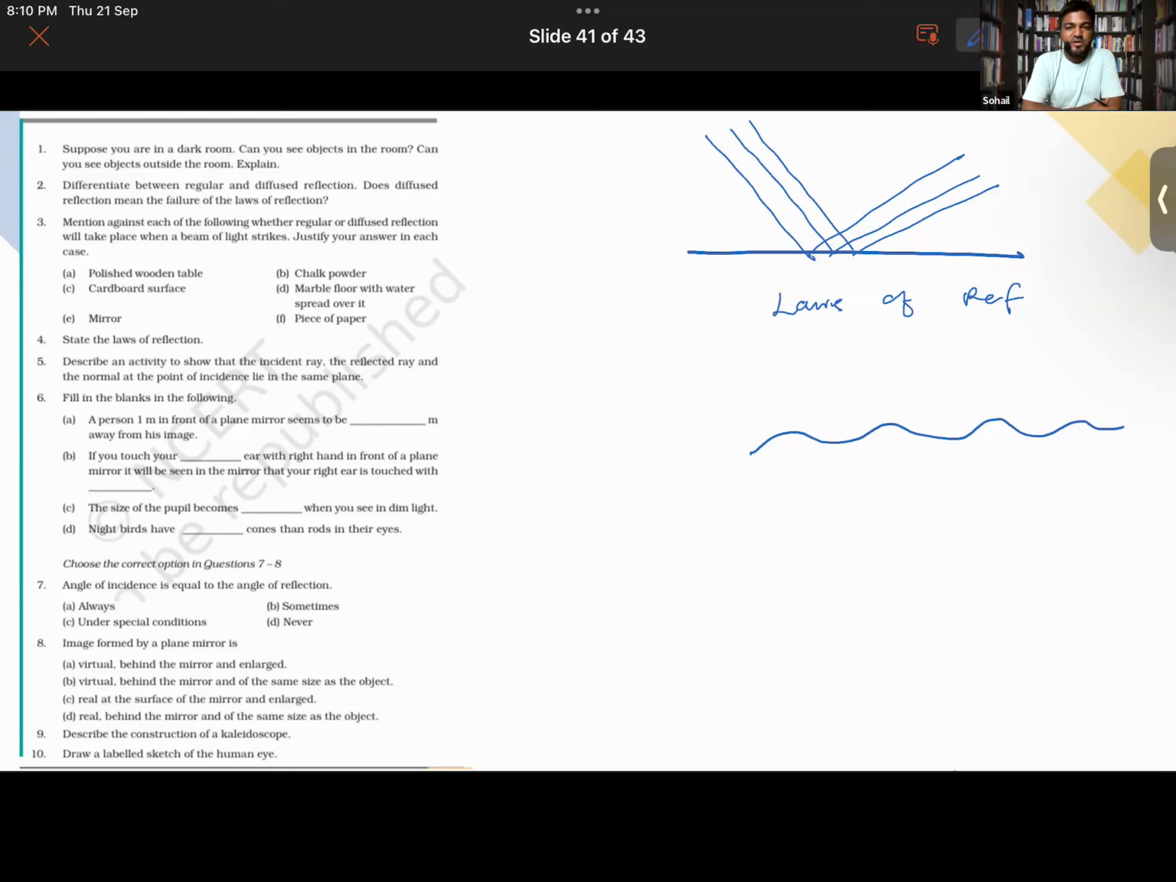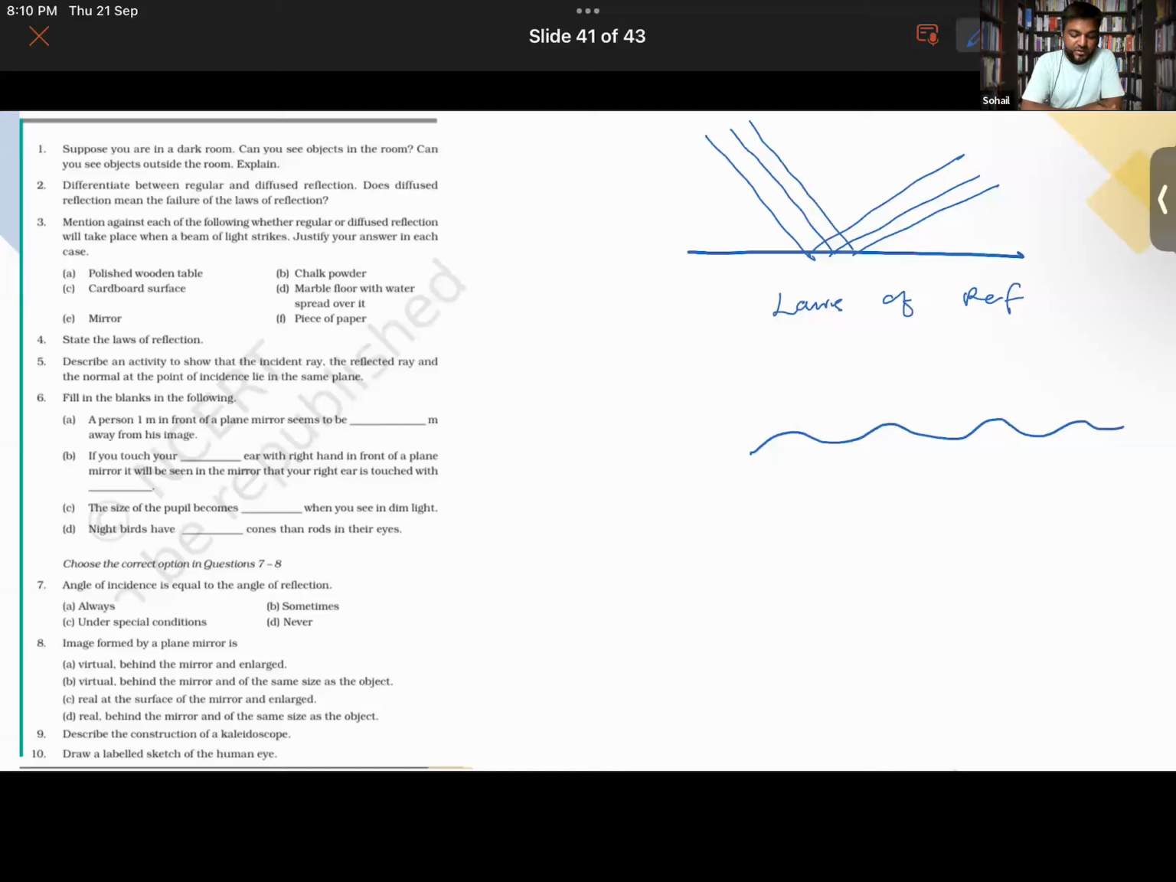Because laws of reflection are applicable only on a polished plane surface. Curved surfaces are also polished. So we always have to say polished plane surface. Getting it, yes? Ahmed? Question number three.